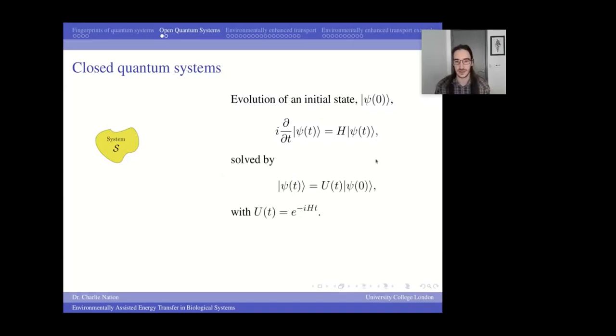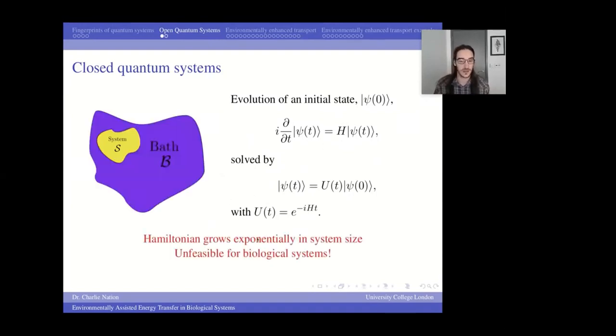So these equations don't really matter. The key feature is that this is the Schrodinger equation, and we can solve the Schrodinger equation if we know the Hamiltonian. So for example, if it's constant in time, we just have an exponent here. And this would be a very useful way of finding the time evolution of some quantum state.